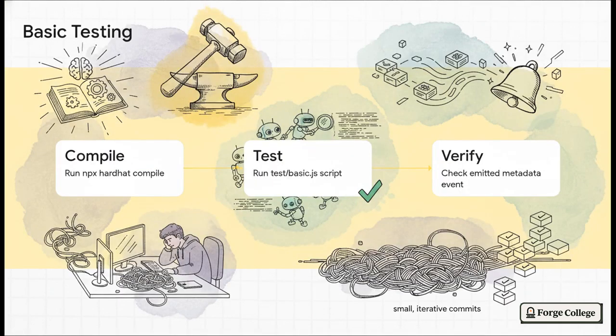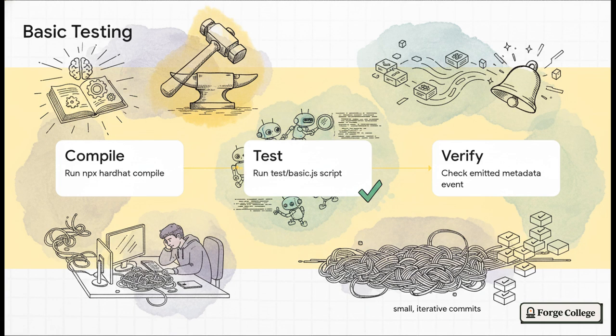To run this test fire, we're going to use our local Hardhat testing checklist. First up, we run npx hardhat compile. Then we run our basic test script using npx hardhat test. Finally, we verify that our metadata events are actually firing correctly.